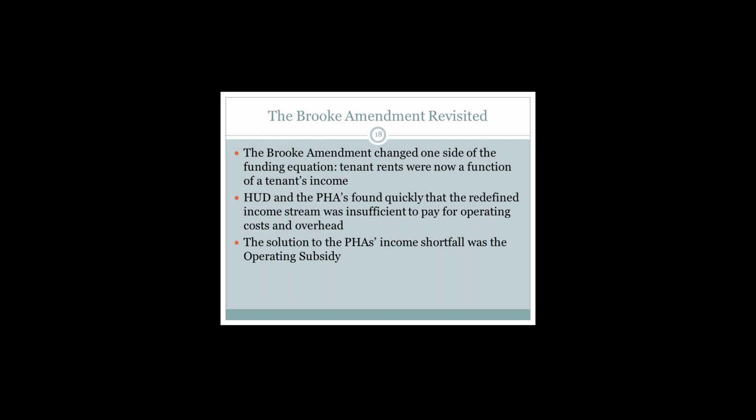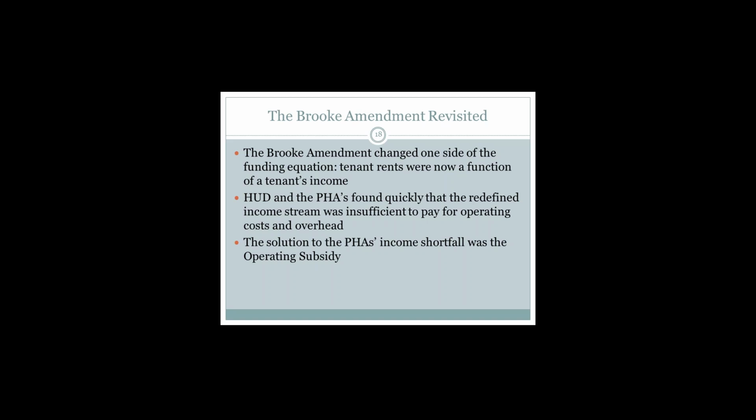At the time, tenants paid 25% of their income towards rent, and they were kind of arguing that they were aligning to what you might pay for a mortgage payment, that would be about the amount of income you would pay towards rent. However, HUD and the PHAs quickly found out that this completely redefined their income stream and quickly became insufficient for housing authorities to pay for their operating costs and their overhead.